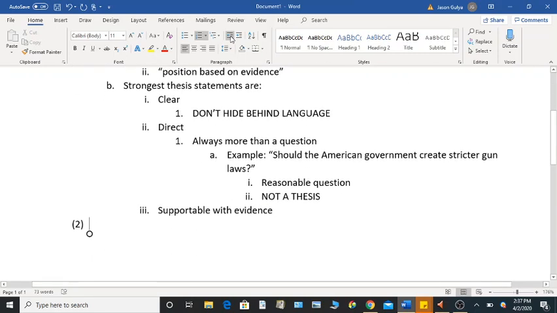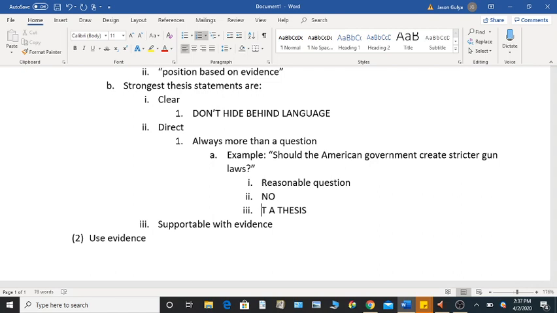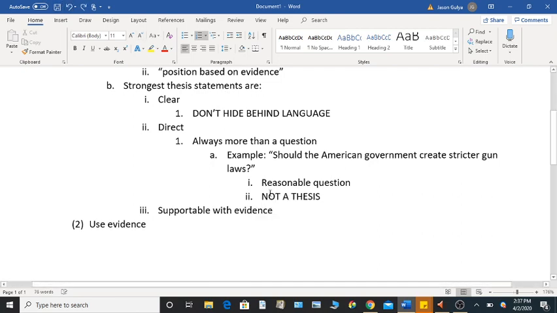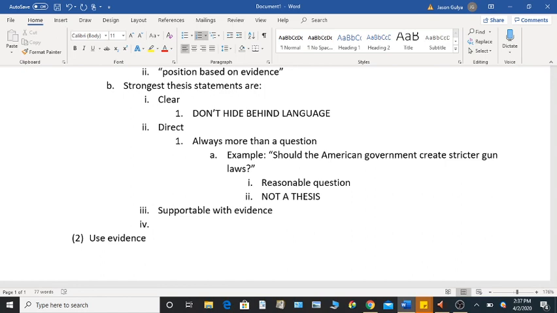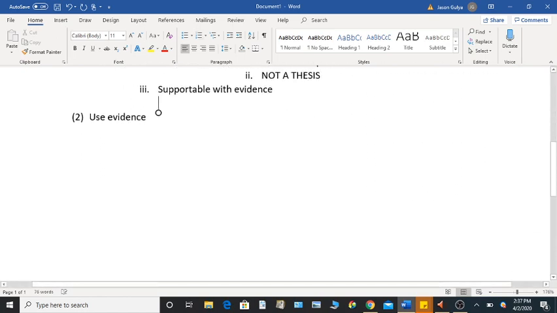My second major piece of advice is use evidence. So the strongest papers announce their argument, and they also back it up, right? So an argument is a position that is supported by evidence. So in your body paragraphs, try to really work through whatever the evidence is as clearly as you possibly can.